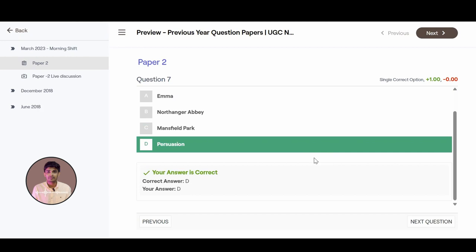To answer this question, you should know who the characters in Persuasion are. It's not easy to eliminate options or use another method to answer this.